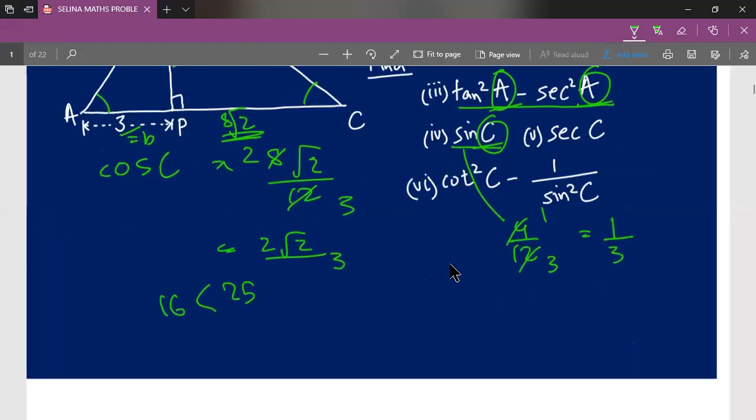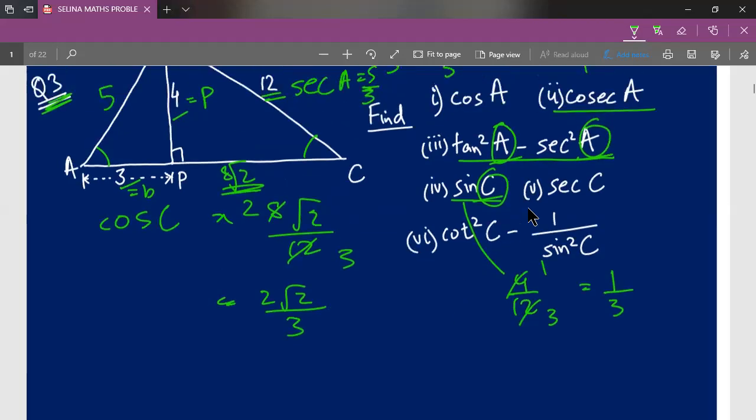I'll scroll down a bit. I'll make some more space. And the answer will be 2 root 2 upon 3. This will be a final answer. Now our final answer basically states that we have to find secant C. So secant C is the reciprocal of cos C. Whatever answer we get as cos C, we take its reciprocal to find secant C. So secant C will be the reciprocal of this answer, that is 3 upon 2 root 2. So we have solved the fifth question, fourth question, third question and second question.